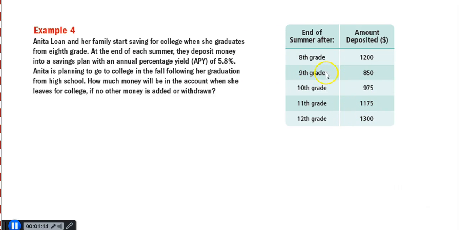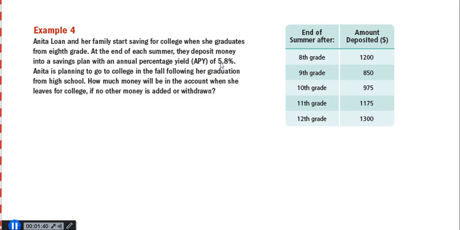At the end of 9th grade, this $850 will only be in the account for 1, 2, 3 years, because 3 years later she will graduate and then go to college and use this money to pay. 10th grade will be in there for 1, 2 years, 11th grade for 1 year, and then 12th grade it won't be there at all, because at the end of 12th grade, she'll take this money and then just go for college right away.